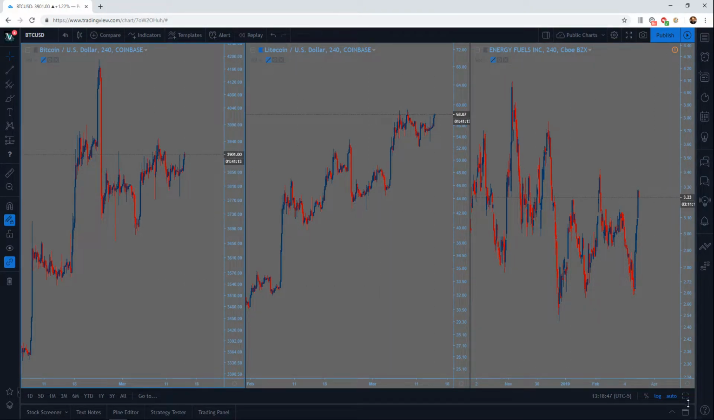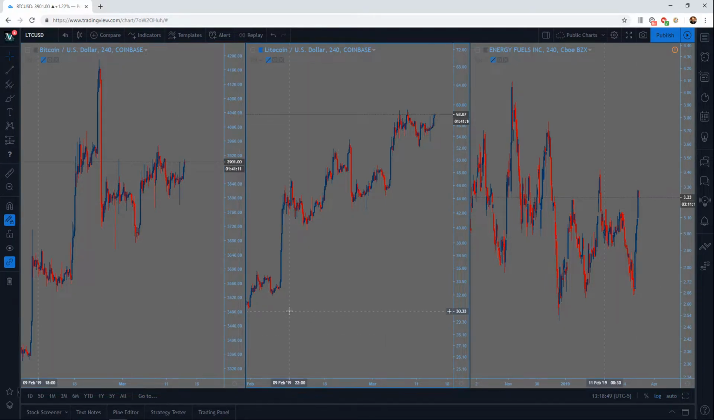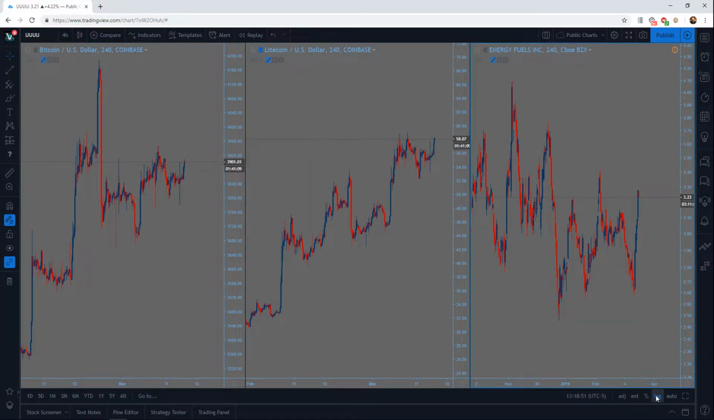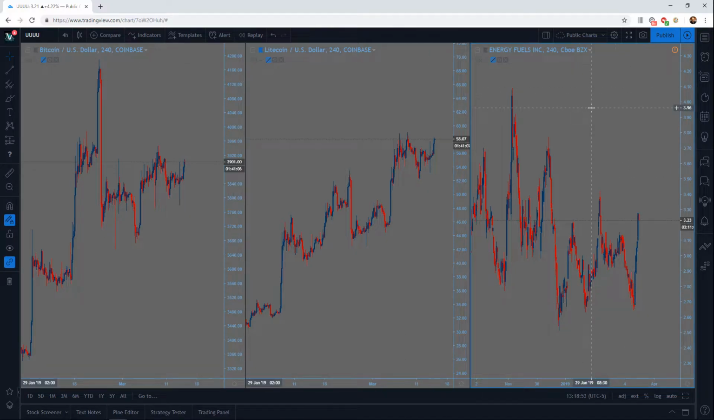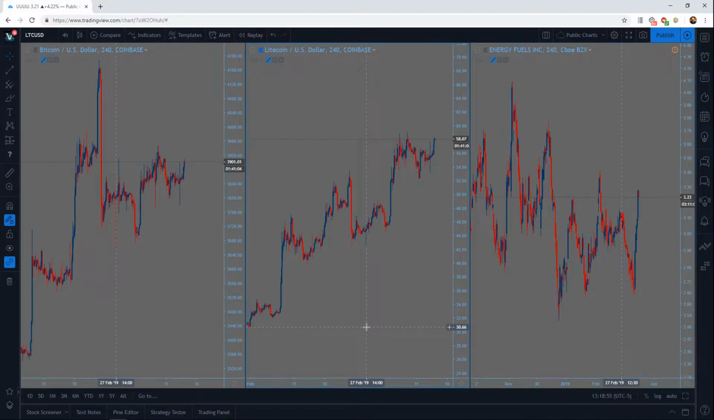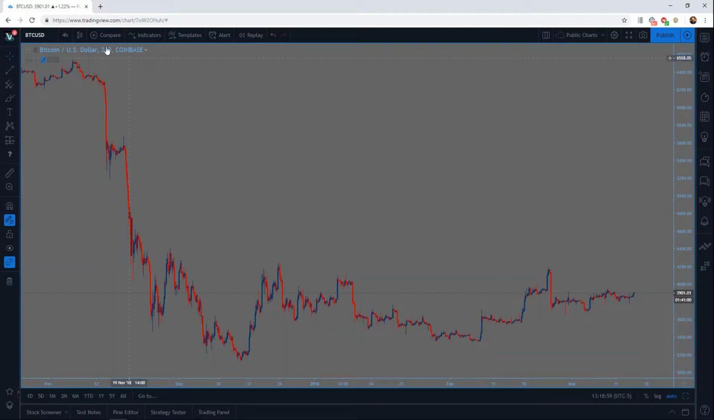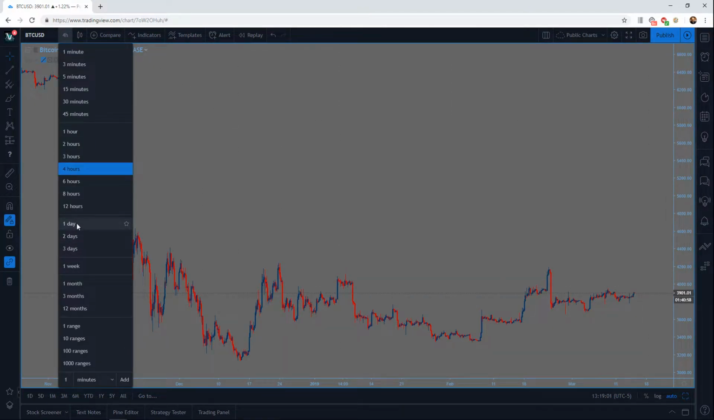So let's go ahead and start on Bitcoin. I got to turn the log off here. I don't know why the log's turned on at all. Actually, might be helpful on UUUU later. And we might be able to use it on Bitcoin. We'll take a look here.